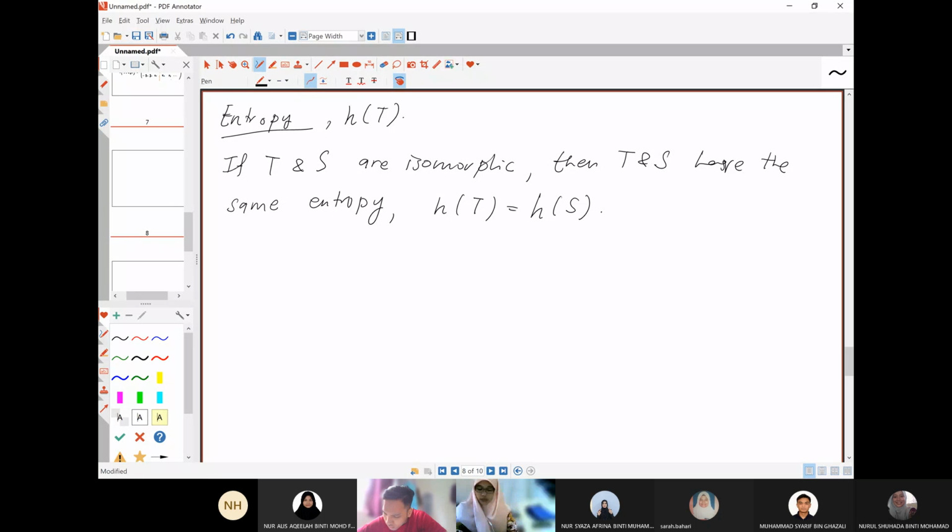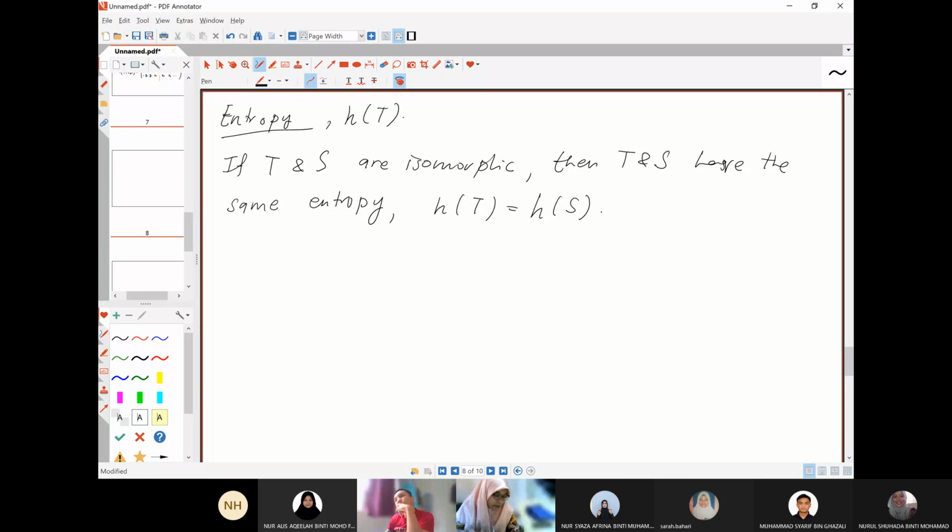So kalau T dengan S isomorphic, that means they have the same entropy. Ni kalau ikut entropy. So maksudnya kalau T dengan S ergodic dengan mixing, that means S also ergodic dengan mixing. Kalau T and S isomorphic, kalau T tu entropy dia HT, so kalau dia orang isomorphic, that means they have the same entropy, sama.